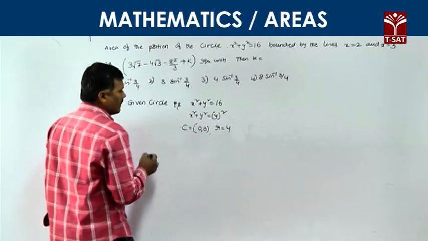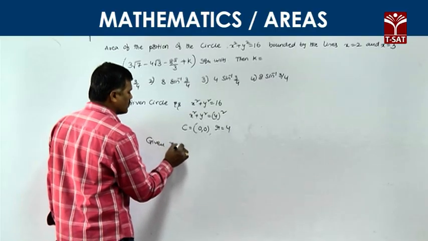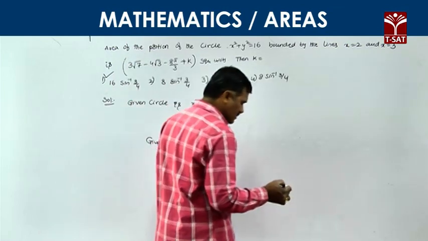And the given x is equal to 2 and x is equal to 3 are the lines. First draw the figure.